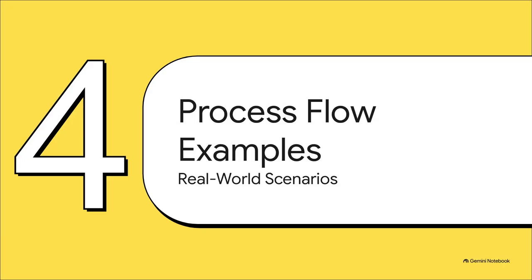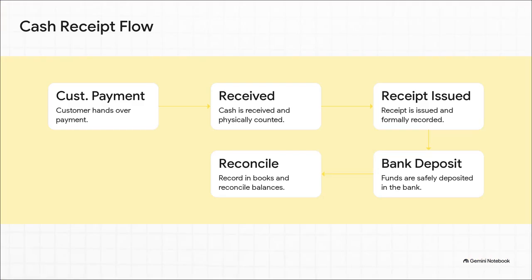Chapter 4. Process flow examples, real-world scenarios. Let's see how this actually moves. Here's a real-world example of a cash receipt process flow. Step 1, the customer payment happens. Step 2, cash is received and physically counted by the teller. Step 3, a receipt is issued to the client and recorded in the system.